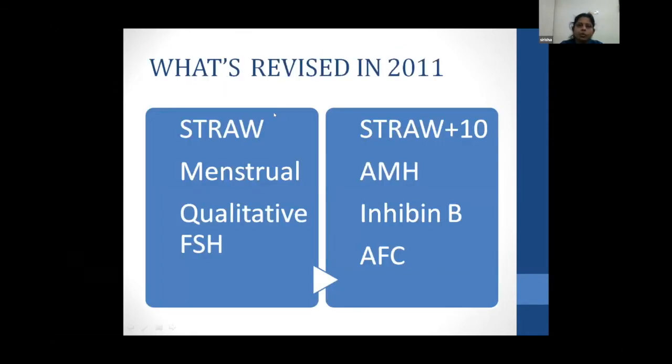As it goes on, everything gets revised, and in 2011, STRAW plus 10 was introduced, where additional criteria were introduced, in which AMH, Inhibin B, and antral follicle count were added on to the STRAW criteria as supportive criteria for defining the menopause transition.